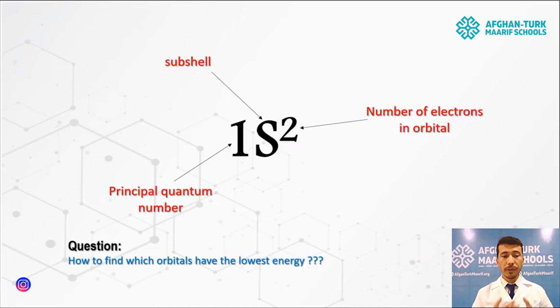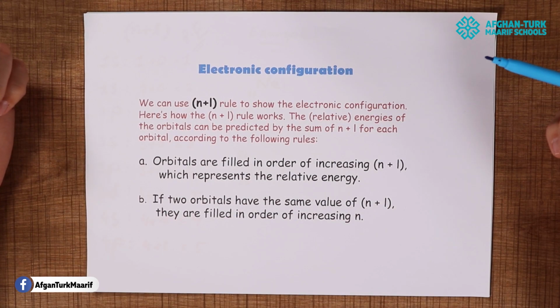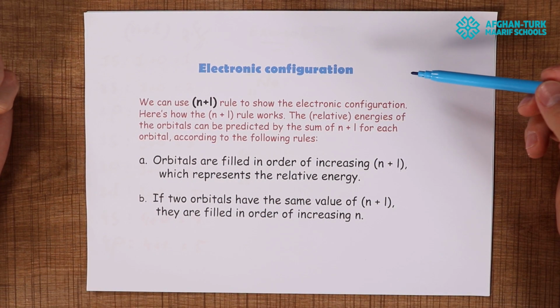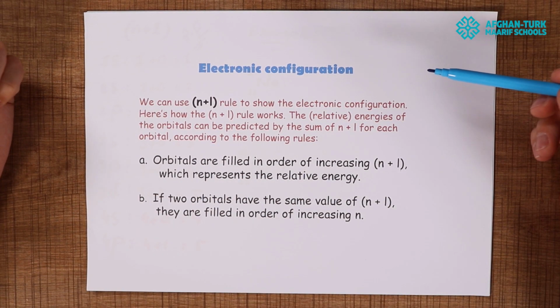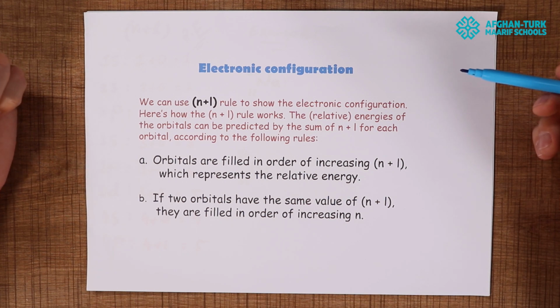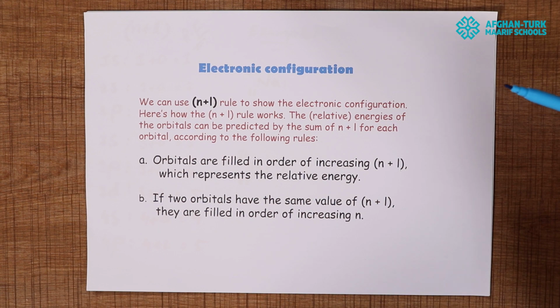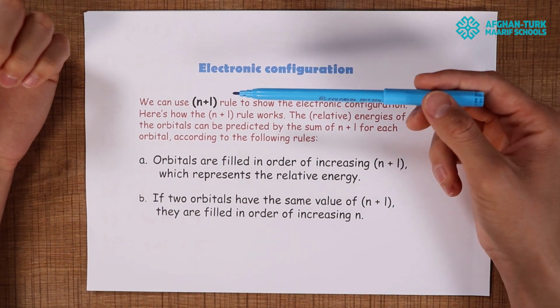So how to find which orbital has the lowest energy? We can use the n plus l rule to find electronic configuration with the help of the Aufbau principle. Okay, let's have a look. Well, students, as we have studied what the Aufbau principle is, let's use it to find out the electronic configuration of an atom. Let me show you the n plus l rule.